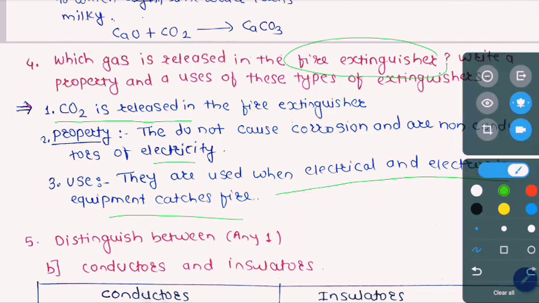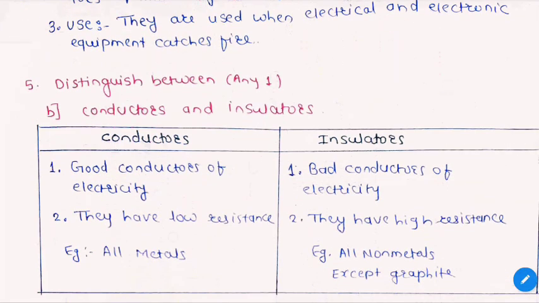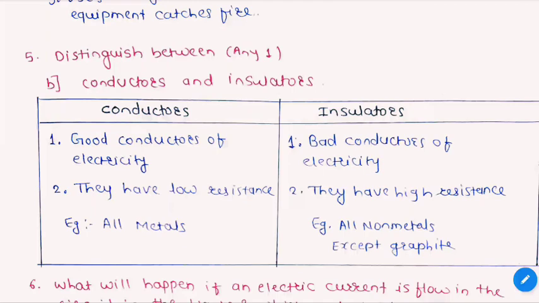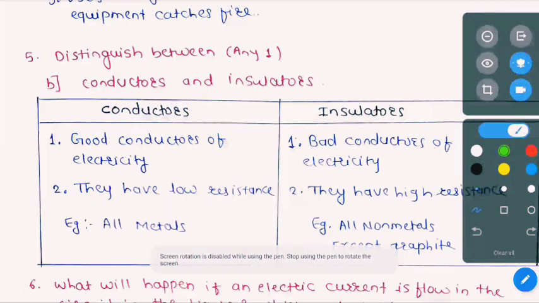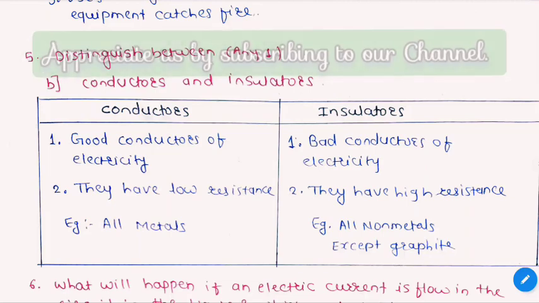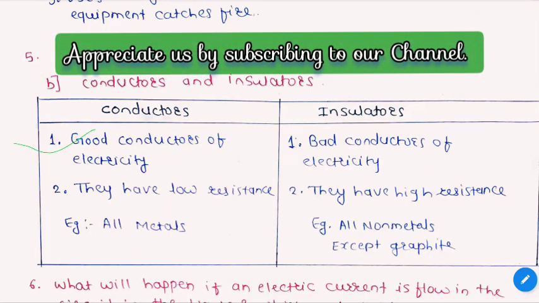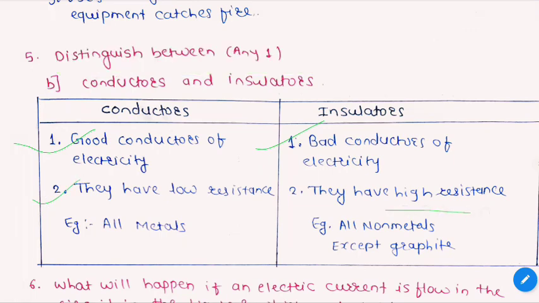Now the next question is, distinguish between. Here two pairs are given: kinetic energy and potential energy, and the second one is conductor and insulator. I will write the answer of only one; you also have to answer any one of them. So, conductors and insulators. Conductors are good conductors of electricity. Insulators are bad conductors of electricity. Conductors have low resistance and insulators have high resistance. Examples of conductors are all metals, and insulators are all non-metals.